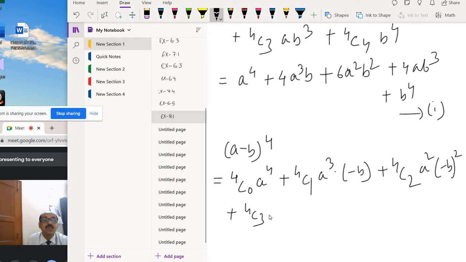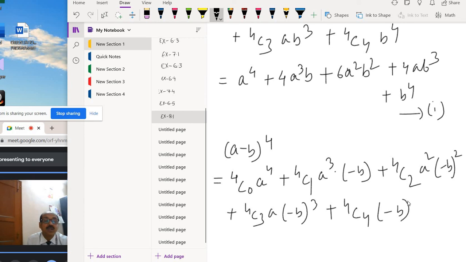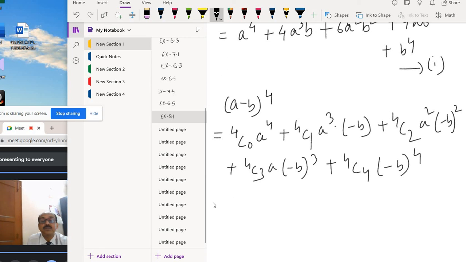So 4C3 into a into minus b cube, plus minus b to the power 4. Now, 4C0 means 1, so a to the power 4. And minus b, so plus minus minus, so minus 4a cube b.